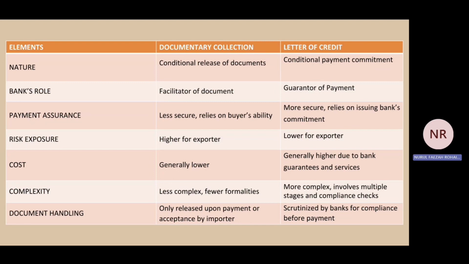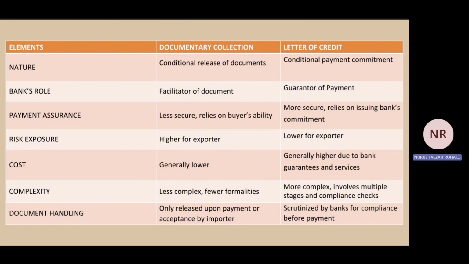The risk exposure is higher for the DC and lower for the LC. Cost for DC is generally lower, and LC is generally higher due to the bank guarantees and services. For complexity, the DC is less complex, with lower formalities. LC is more complex because it involves multiple stages and compliance checks.